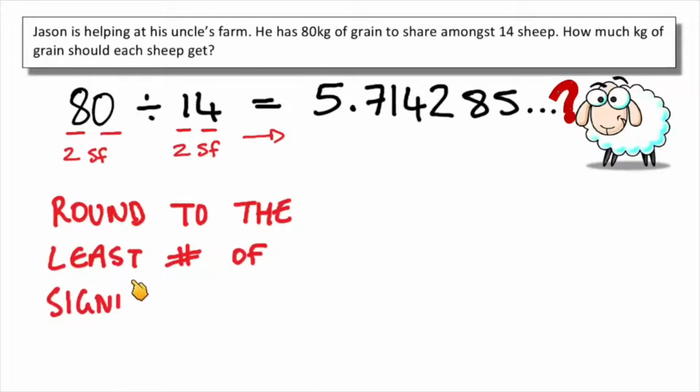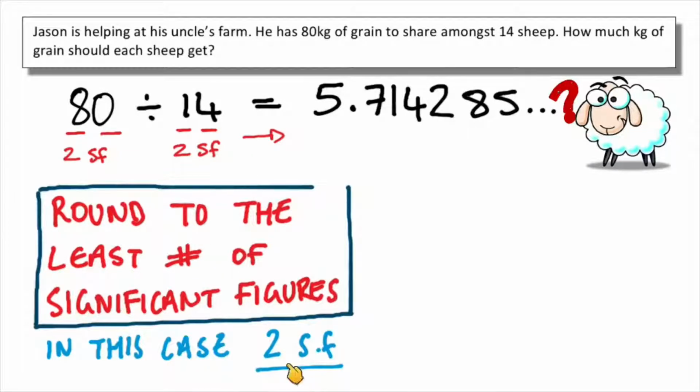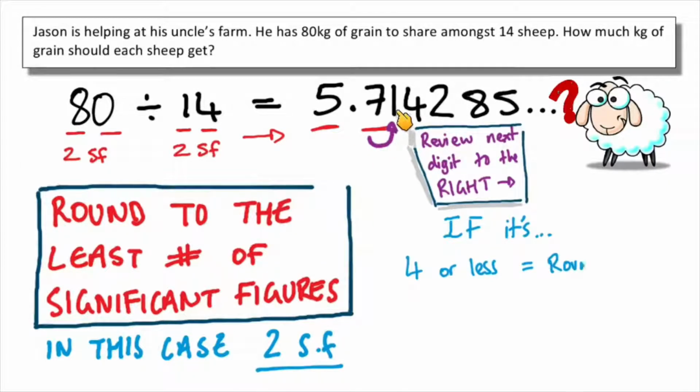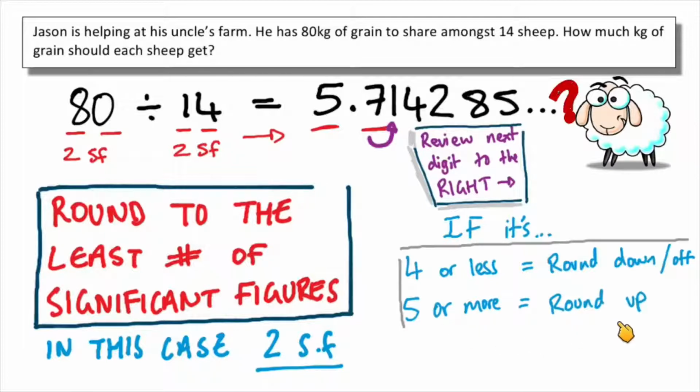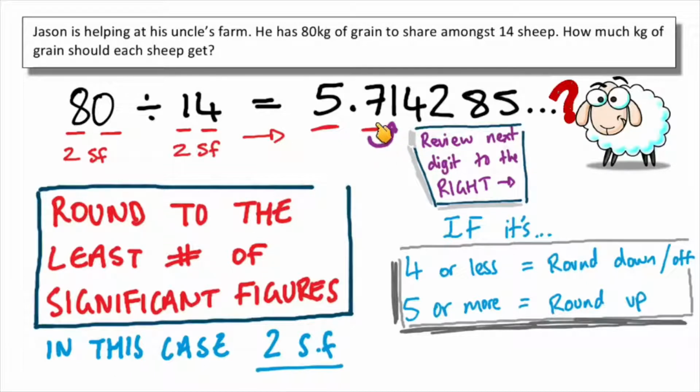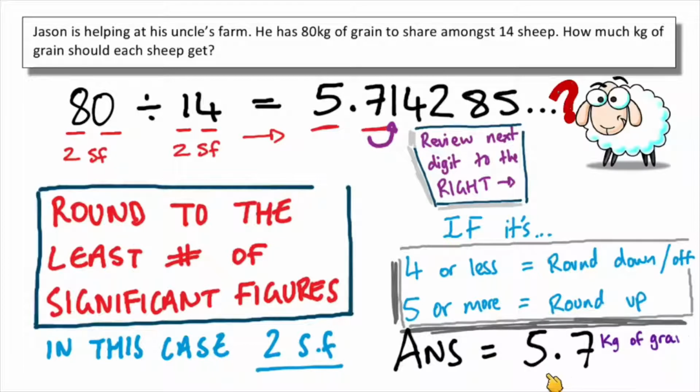We round to the least number of significant figures, and in this case we have 2 significant figures, so 1 and 2. So we're going to review the third digit to the right. If it's 4 or less, we're going to round down, and if it's 5 or more, we're going to round up. If it's 0, 1, 2, 3 or 4, we're going to keep it as 5.7. And if it's 5, 6, 7, 8 or 9, we're going to round the 7 up to an 8. So our final answer becomes 5.7 kg of grain per sheep.